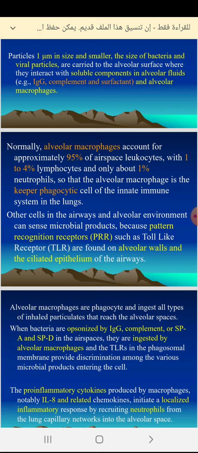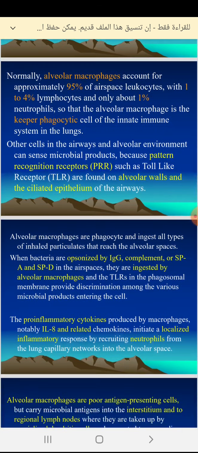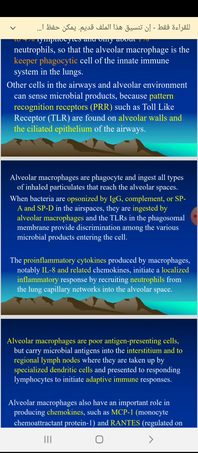Other cells in the airways and alveolar environment can sense microbial products because pattern recognition receptors, such as toll-like receptors, are found on alveolar walls and the ciliated epithelium of the airways. These toll-like receptors help in the recognition of microbial organisms or pathogenic organisms.